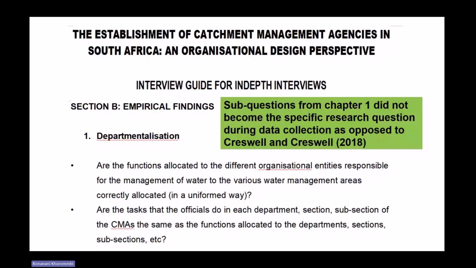By the way, my principles were more than 4, so the questions were obviously more than 4. Some of the principles had at least 2. Some were 1 question, some were 2 questions. So I did not comply with what Creswell and Creswell did.